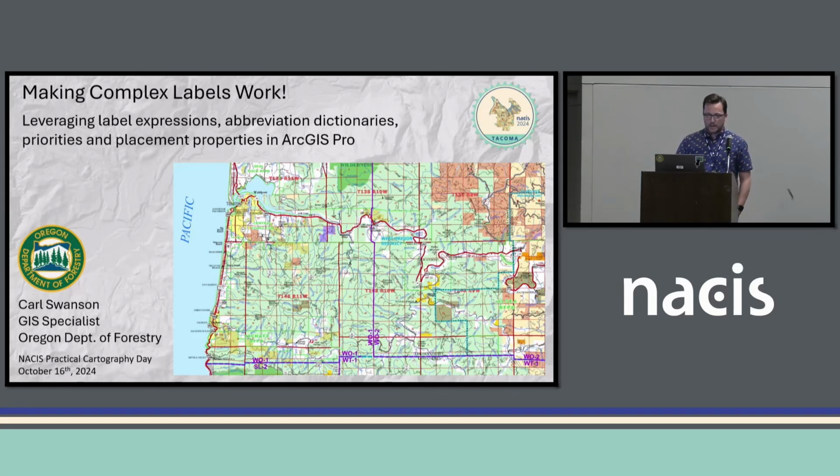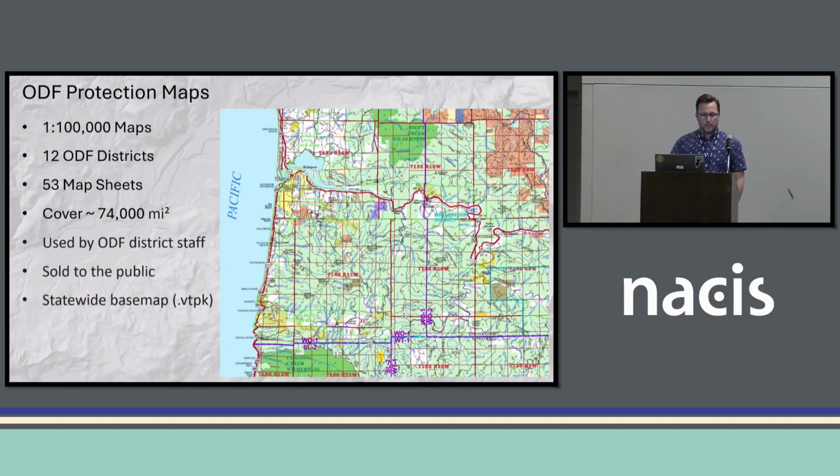But today I'm going to talk about how we make the labels work on our protection district maps, which are cartographic products that are the responsibility of myself and my colleague Chauncey Smith, who's also here at this conference. These maps are 1 to 100,000 scale maps that cover our 12 ODF districts throughout the state of Oregon. These maps are printed and used by ODF district staff, mostly firefighters and foresters. They're also sold to the public for recreational use.